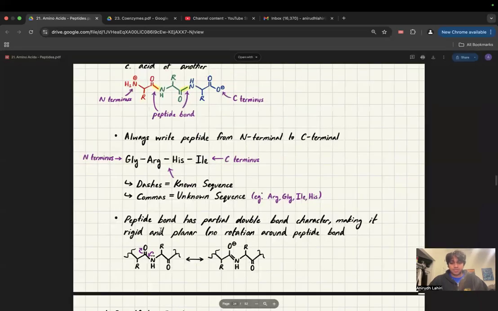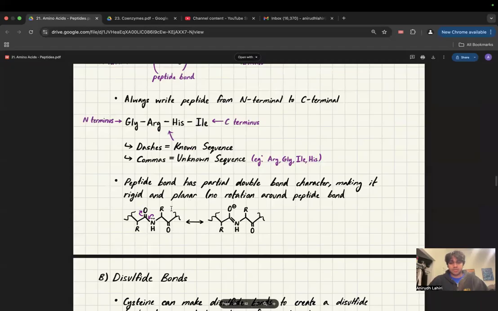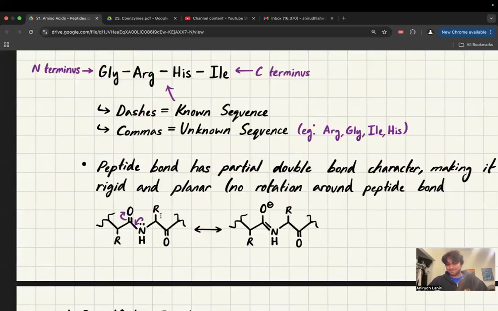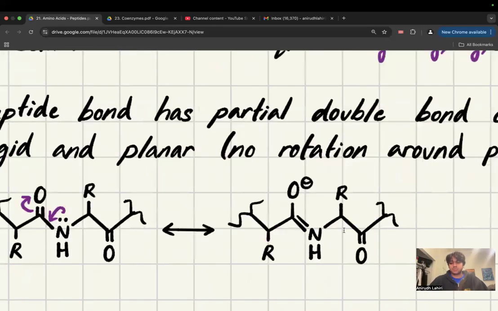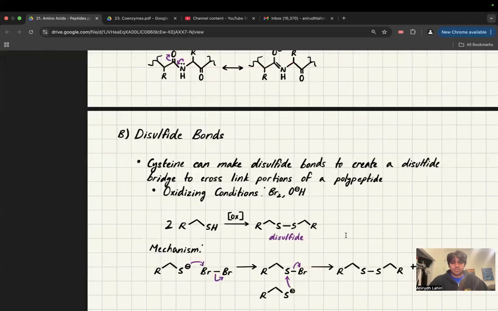Okay. The peptide bond has partial double bond character, making it rigid and planar, so there's no rotation about the peptide bond. What we'd expect, right? This is sp2 hybridized. At first, it doesn't look like it, but when you take into account resonance, it is, right? Cool.